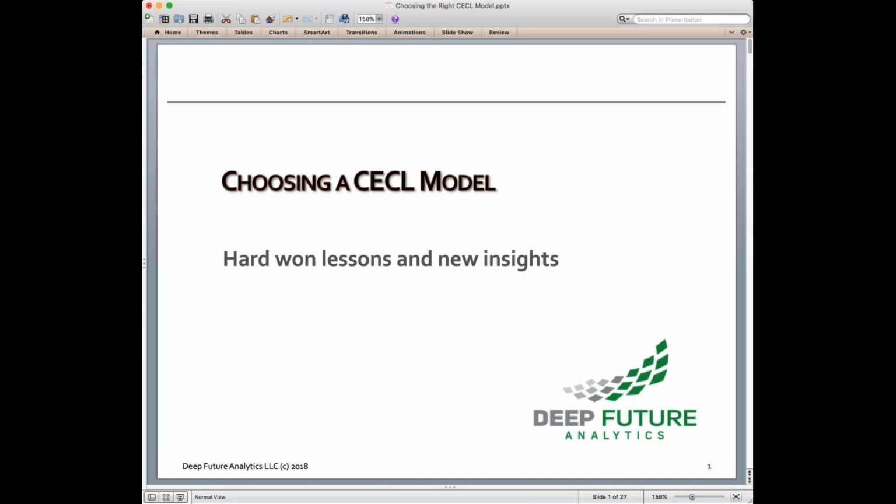Our topic today is which CECL model should you use? Choosing the right model for CECL is crucial. Which one works best for your loan products and your data set? This webinar will cover the trade-offs in model accuracy, complexity, and the need to include Q factors as you move across the modeling spectrum.